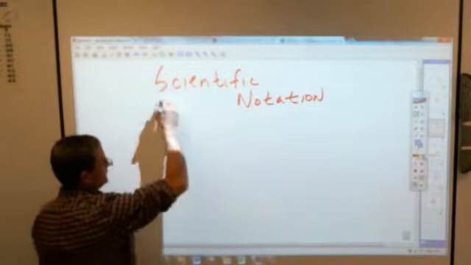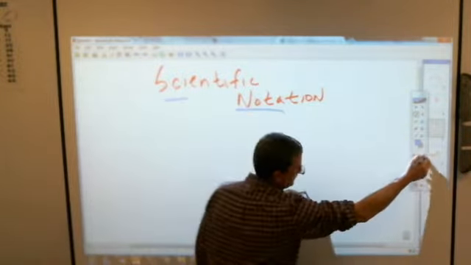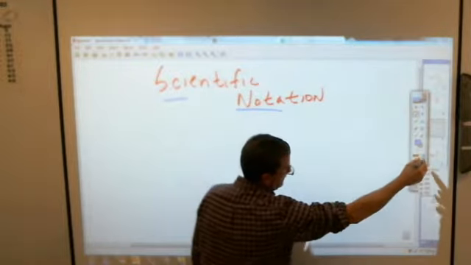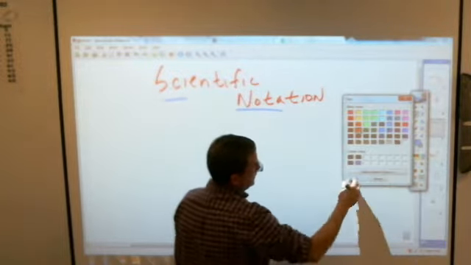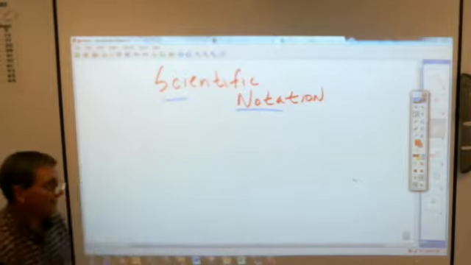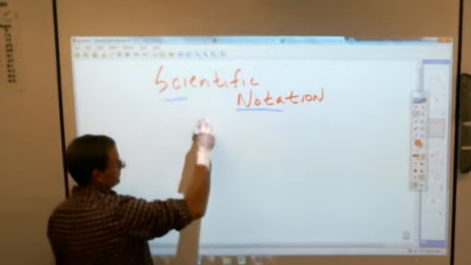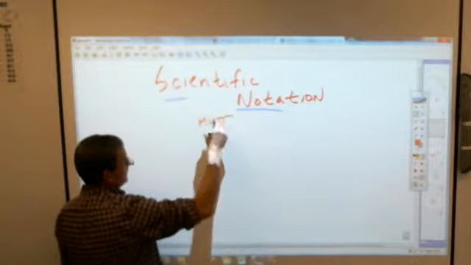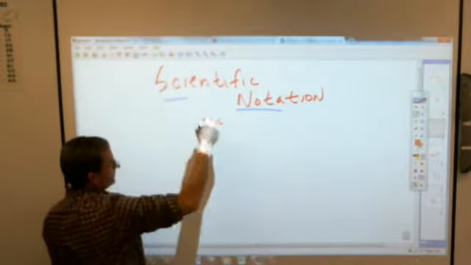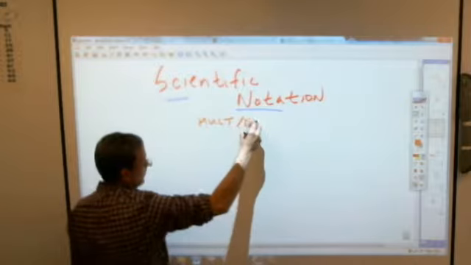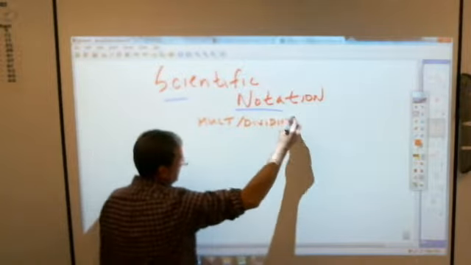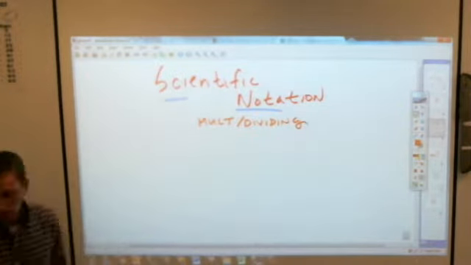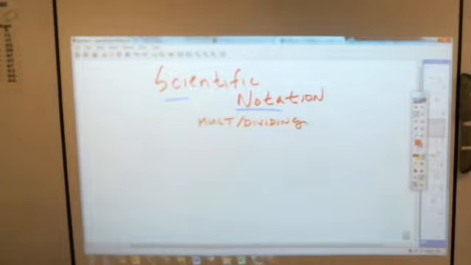So here, write down. Here is a problem. This is actually not only scientific notation, but it is multiplying and dividing with scientific notation. And I suppose we shall write down a problem of both. Write this one down.